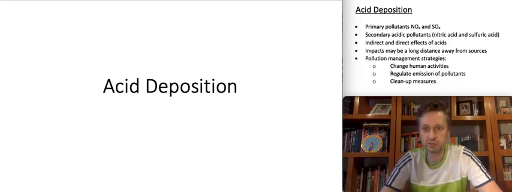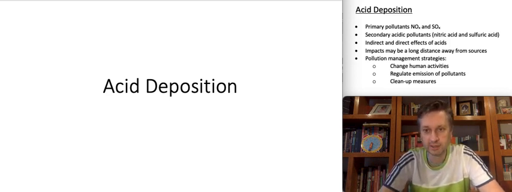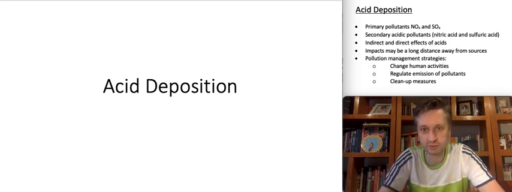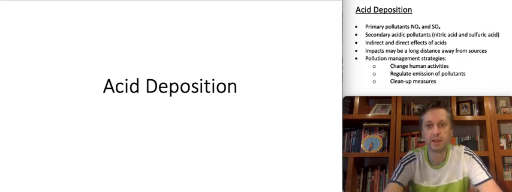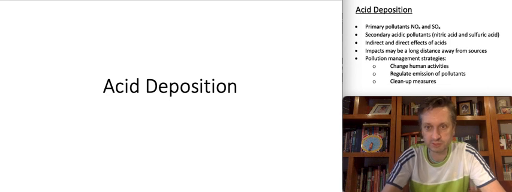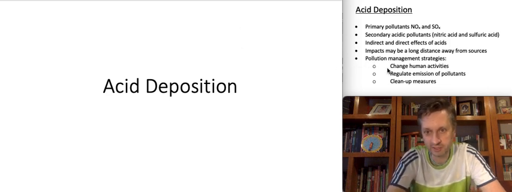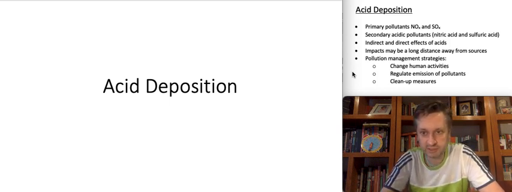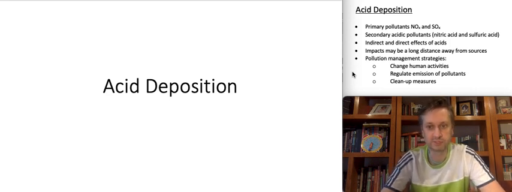The impacts can be a long distance away from the source, sometimes in different countries. And then finally, we'll conclude by evaluating pollution management strategies. You will be familiar with these three pollution management strategies by now. We've seen them many times before. We'll look at changes in human activity, regulation of the emission of the pollutants in the first place, and finally, and least desirably, as you know, cleaning up the pollution once it's entered the environment.